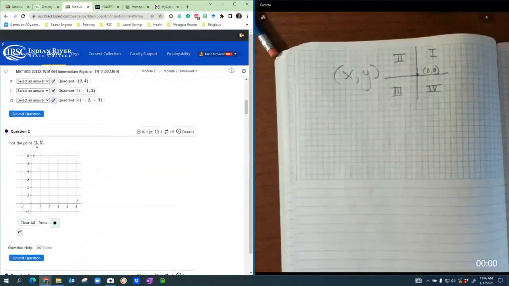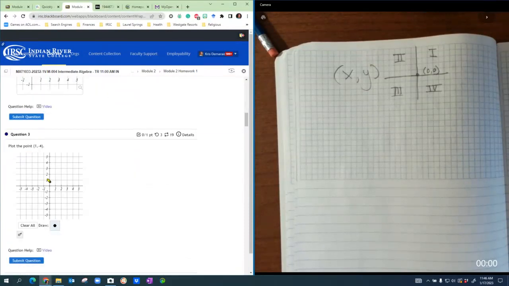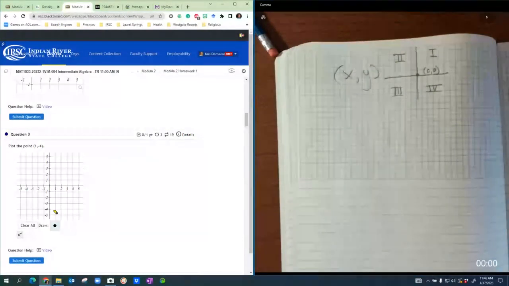Now, plotting the point 2, 5, we would go over 2, and then up 5, and we've got the coordinate point graphed, and we're done with that one. All right, so graphing 1, -4, it's going to be right here.